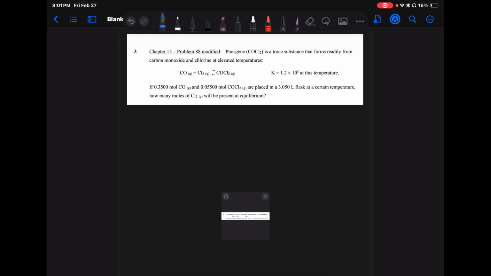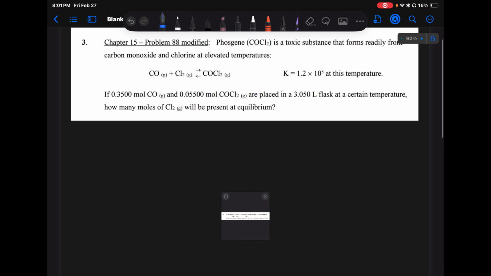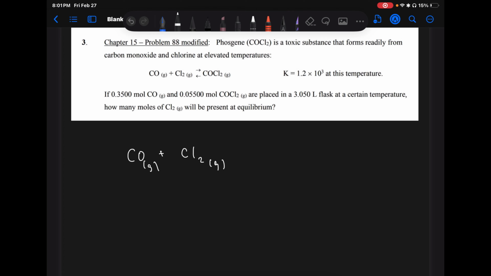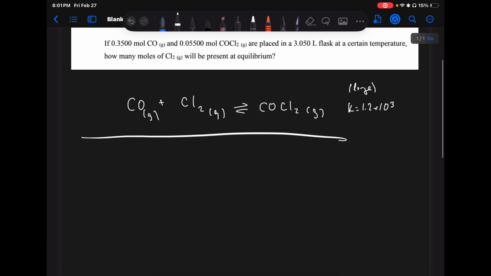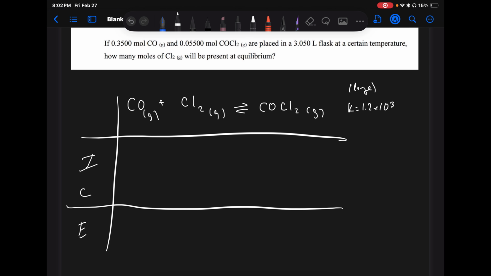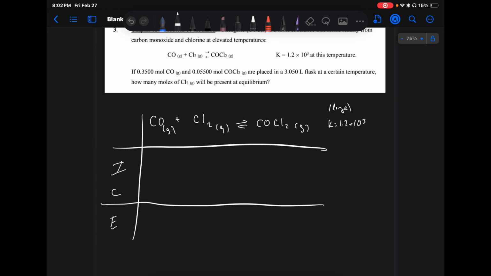So first step here is just to make an ICE table really quick. We'll draw out the reaction: CO plus Cl2 form COCl2 gas. K equals 1.2 times 10 to the 3. And I'll write this as large just so I remember it. So now we'll make an ICE table: initial, change, equilibrium.